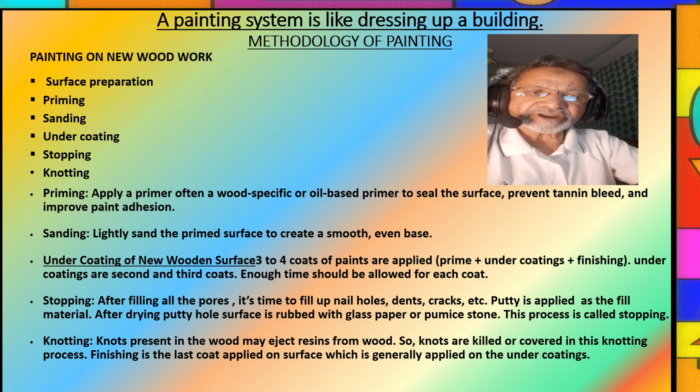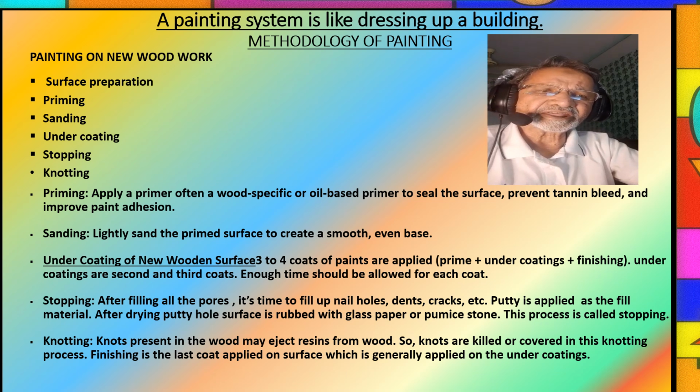Sanding. Then we come to the sanding. The entire surface is to be sanded with either emery paper or emery stone to bring the surface to smooth. Undercoating. Apply a thin coat of paint which is called undercoating. Stopping. After filling all the pores, holes and all that, now fill up nail holes, dents, cracks, etc. Apply putty, and when it dries, the entire surface is to be rubbed with glass paper. The process is called stopping.